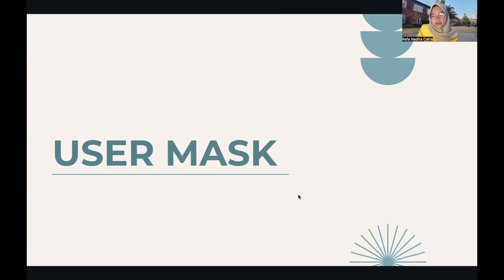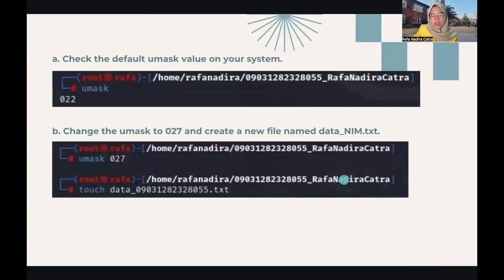So last is the umask. You must define the default permissions for newly created files. And these are the questions. A. Check the default umask value on your system. So, my default umask is 022. It means that the file can only be modified by the owner of the file, while the group and others can only read.